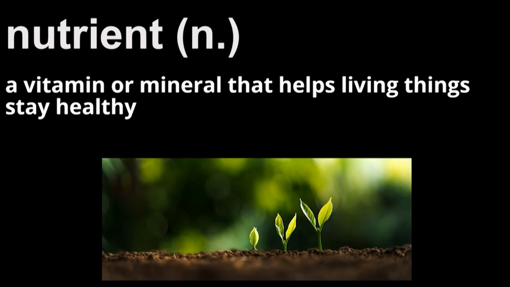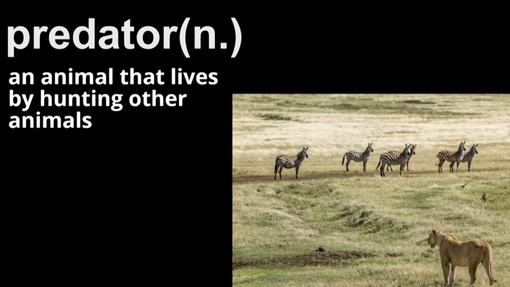Miss Summer, go ahead and give us our next word. Here we have the word predator. What's the word? You got it, a predator. A predator is an animal that lives by hunting other animals. In this picture, which animal is the predator? Ah, great thinking. The lion is the predator.